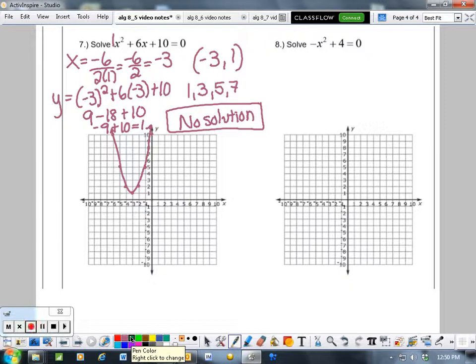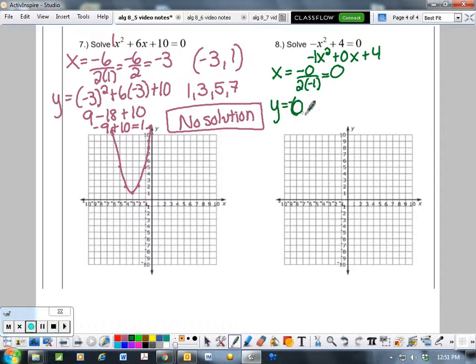Okay, for our next one, we're going to go ahead and rewrite this real quick. This is negative x squared plus no x plus 4. So that way, as we do our a and b, we have those values. x equals negative b over 2 times a. And this just gives me an x value of 0. We now plug in y equals negative 0 squared plus 4. So 0 squared is 0 plus 4 is 4. So our vertex is at 0, 4.